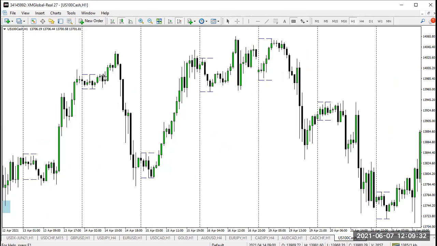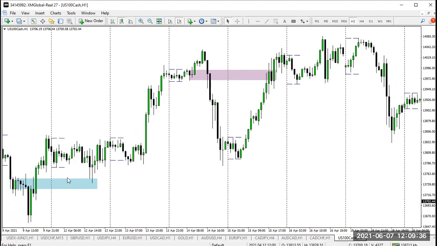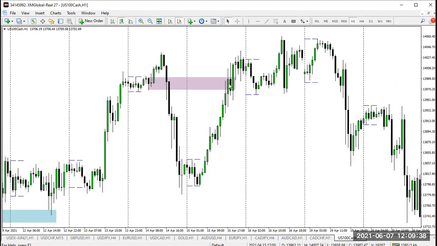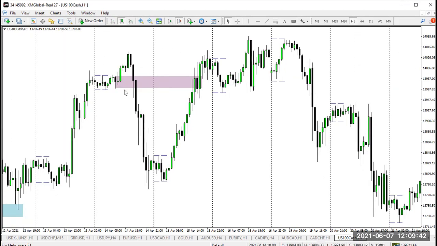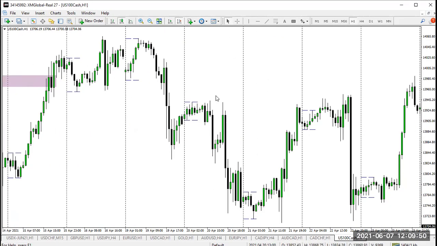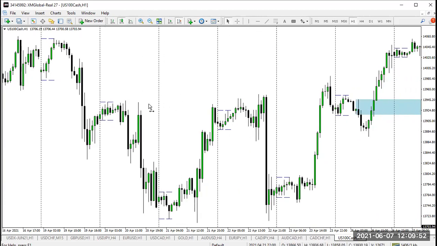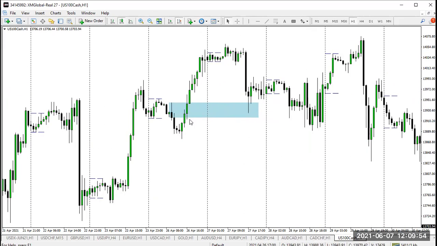Again, this one is a breaker block. But what happened? You see the ones I marked in blue are the ones that worked. The ones that I marked in pink or whatever, they failed. Like I said, you need to know context. Why would this one fail? Why wouldn't I sell here? It's context. You learn that in the mentorship.